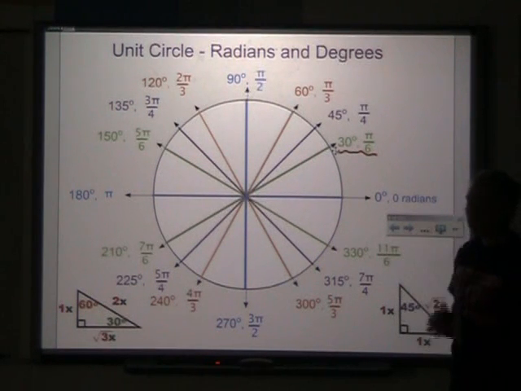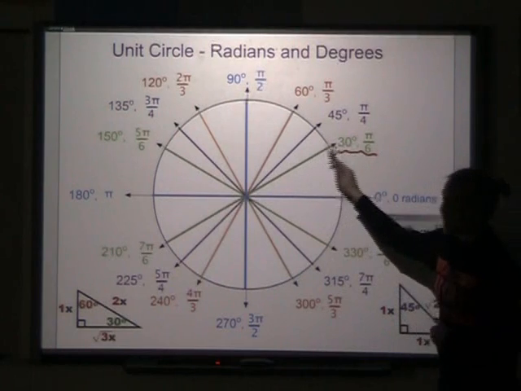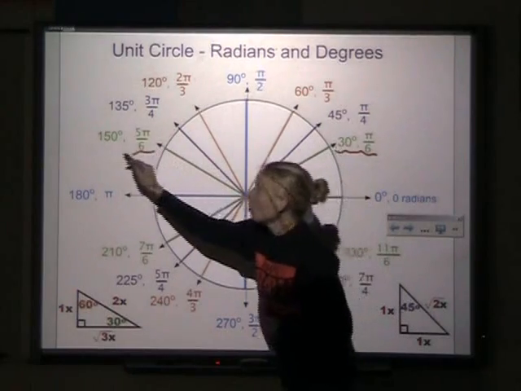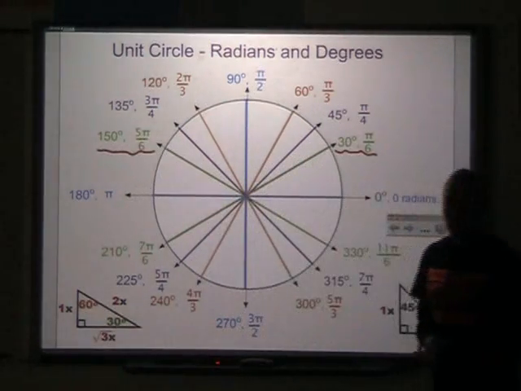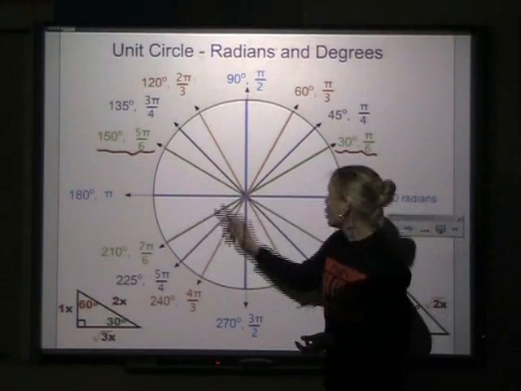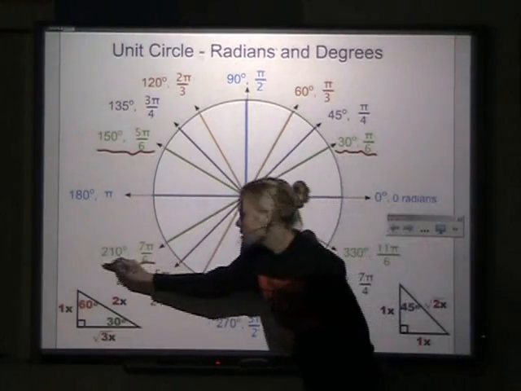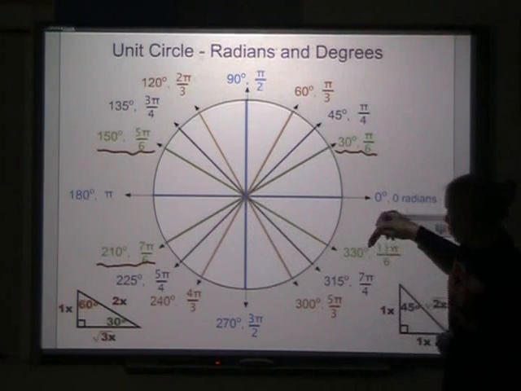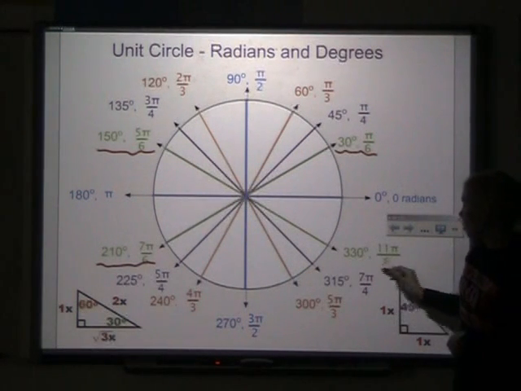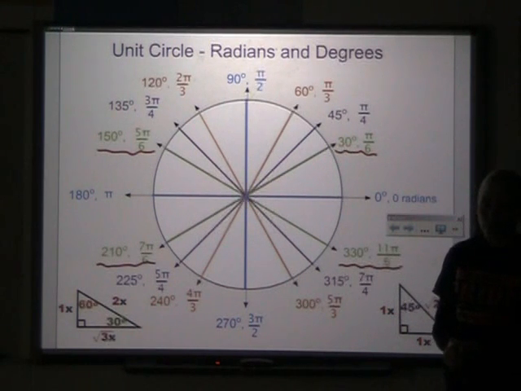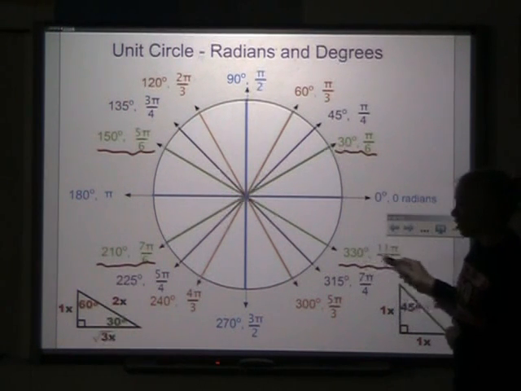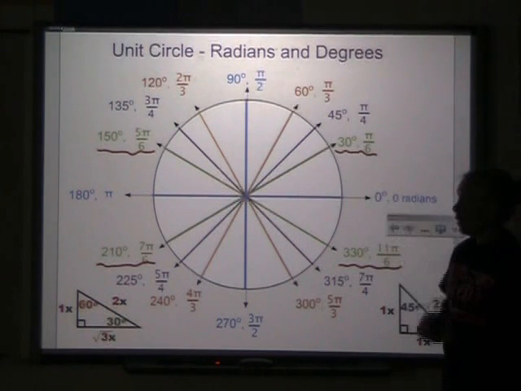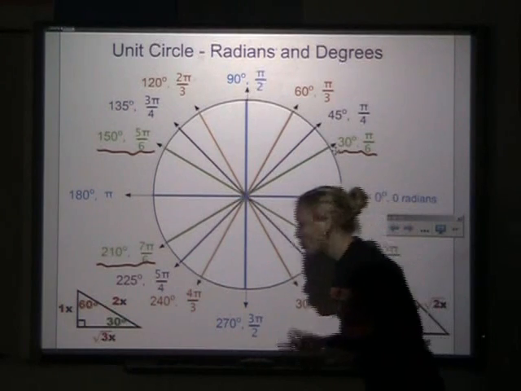Now you'll notice, and I have this in color on purpose, 30 degrees has the same reference angle as 150, which you'll notice also has a 6 on the bottom, 5 pi over 6. And 210, which has that same reference angle, also has a 6 on the bottom, 7 pi over 6. And if I keep going all the way around, the same reference angle of 30 also has a 6 on the bottom. So you can check those conversions, but these are the same measurements. So whenever I have a 6 on the bottom, I know it's going to have a reference angle of 30.